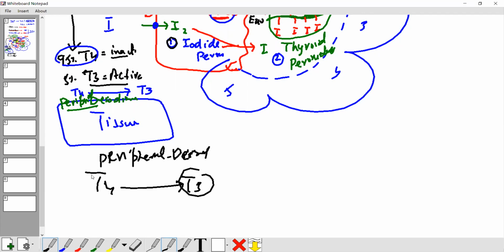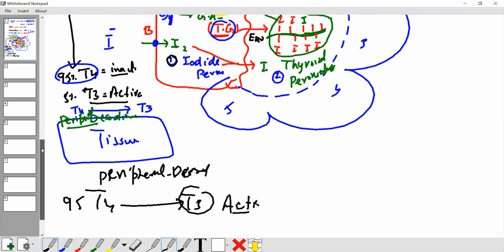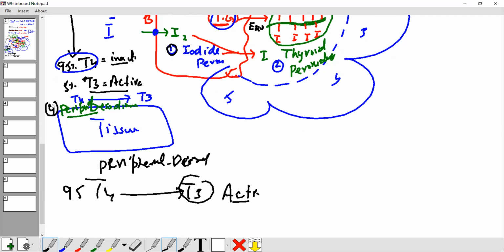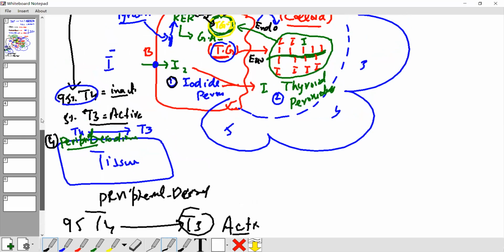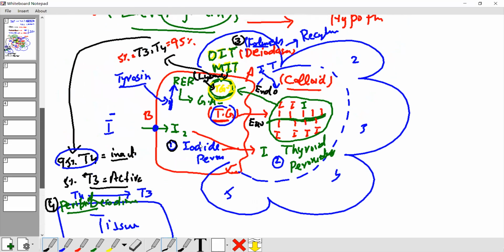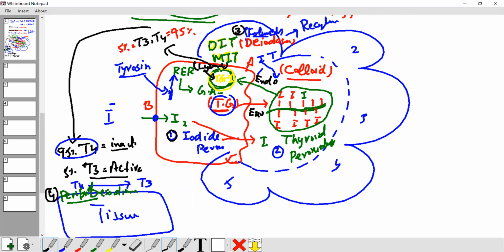Now the hormone that was 95% T4 is changed to T3. It becomes active and does its duty in the cell. So this is your enzyme number 4. Understand? Three enzymes are present inside the follicle: iodide peroxidase 1, thyroid peroxidase 2, follicular deiodinase 3, and peripheral deiodinase 4. We have 4 enzymes for release and activation of thyroid hormone.